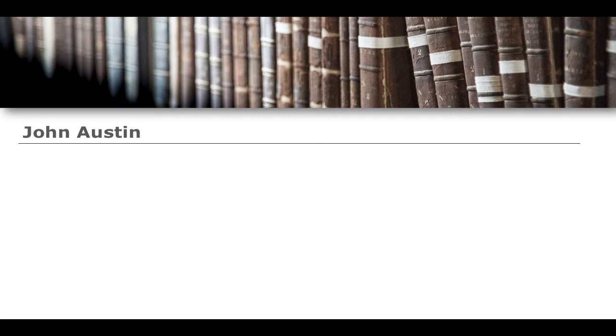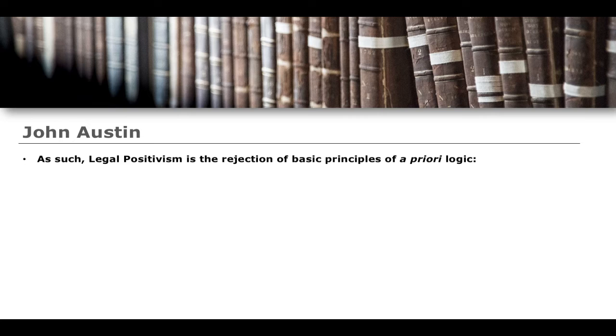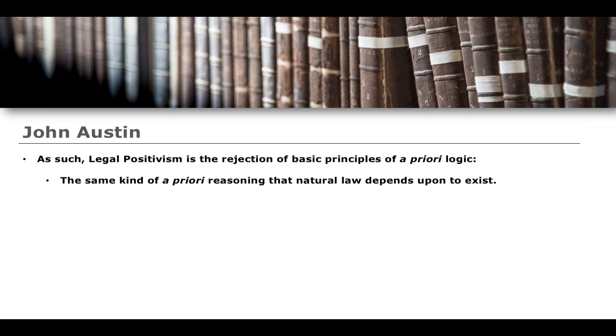So the Austinian positivist is revolutionary in this regard, rejecting the basic principles of law and morality as being inherently tied to each other, which maybe today is not too much of a controversial opinion, but at the time was relatively revolutionary. And so legal positivism is the rejection of basic principles of a priori logic. What this essentially tells us is that the same kind of a priori reasoning that natural law depends on to exist is rejected by the positivists, and the Austinian positivists specifically.